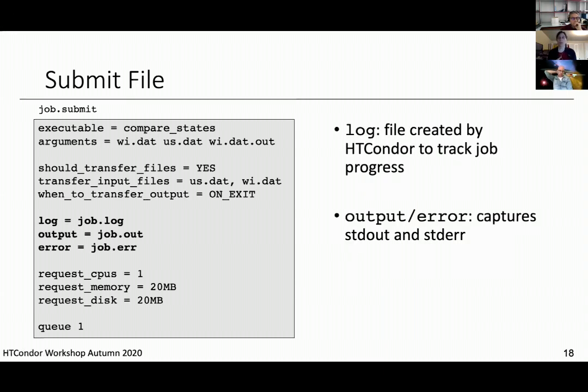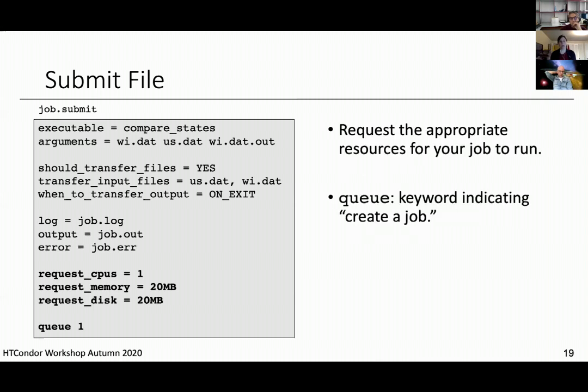Then we have log, output, error. These are all going to generate files that record information about the job: standard out, standard error, or information from Condor. Then we have resource requests telling Condor how much of a computer we need to run a particular job. So CPUs or cores, amount of memory or RAM, and amount of disk space. This is obviously a very tiny job looking at the requests here. And then finally, in order to actually generate a job, we need this queue keyword at the end of the file. And we're going to start with submitting just one job, multiple jobs coming later.